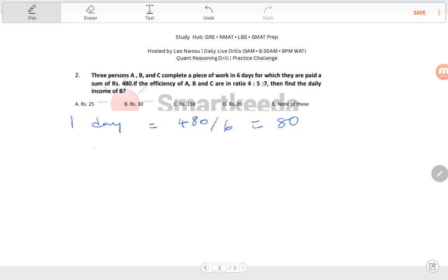B corresponds to 5. That is 5 over the total. The total is 4 plus 5 plus 7, which is 16. 16 times 80. Again, 80 divided by 8 is 10. So 80 divided by 16 means double it. That means 80 divided by 8 is 10. So 80 divided by 16 means to reduce the number by half. So this will give us 5. 5 times 5 is 25. 25 is also the answer.